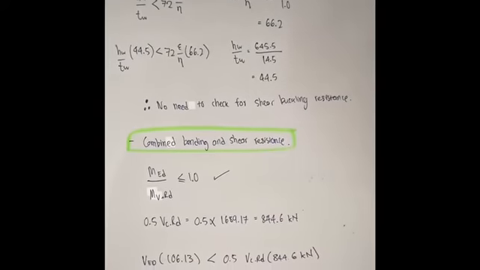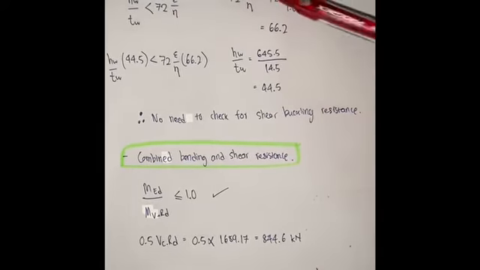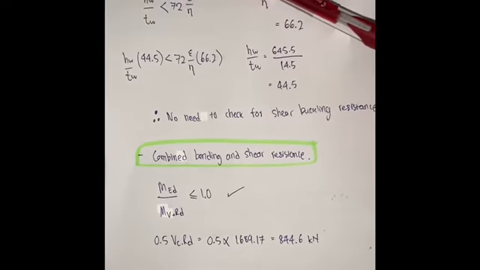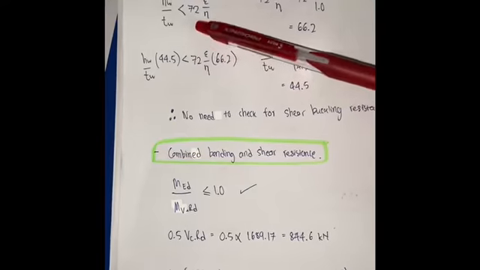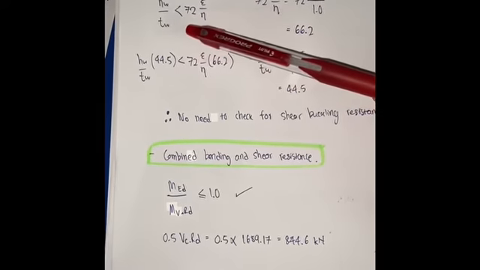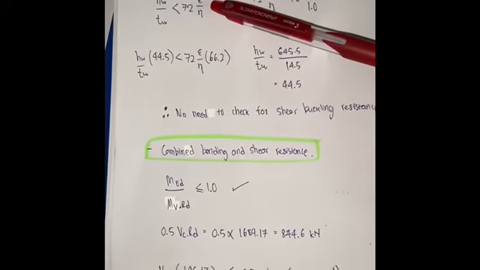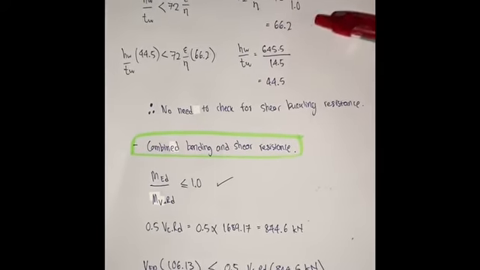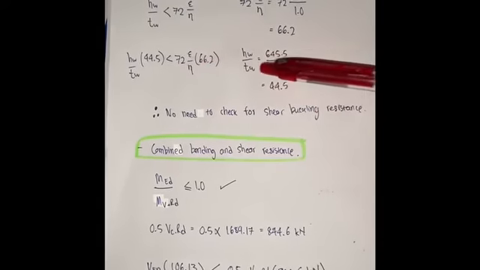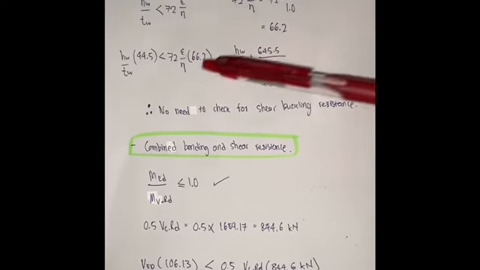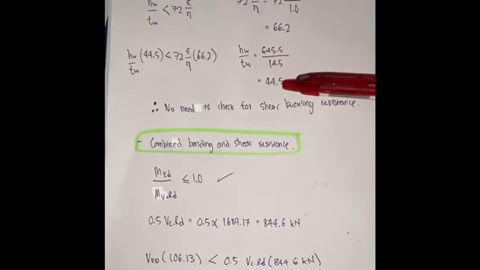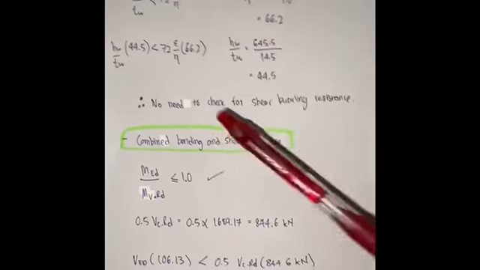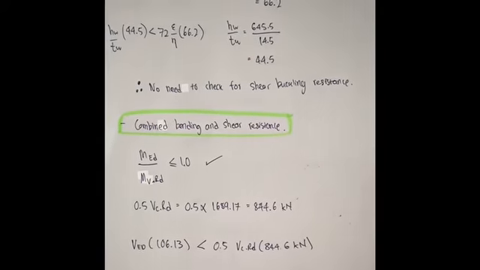After that, we must check the shear buckling resistance for web. So to check the shear resistance for web, we will find HW over TW, which must be below 72 times epsilon over eta. Okay, so we get the HW over TW 44.5. So it is below 66.2. So there is no need to check for shear buckling resistance.